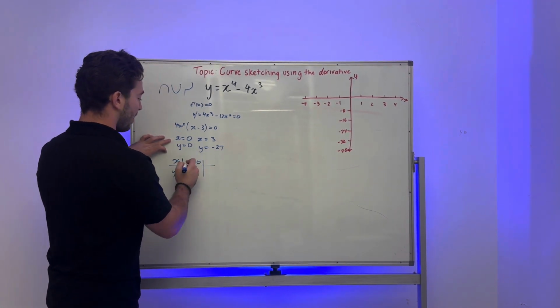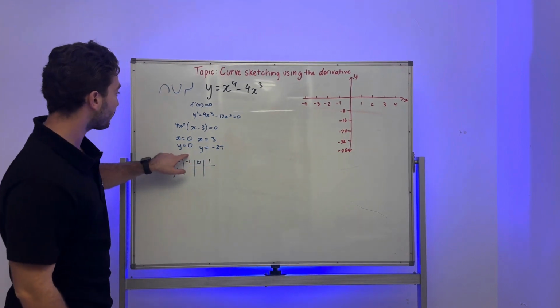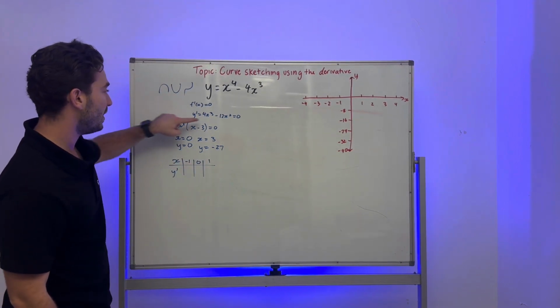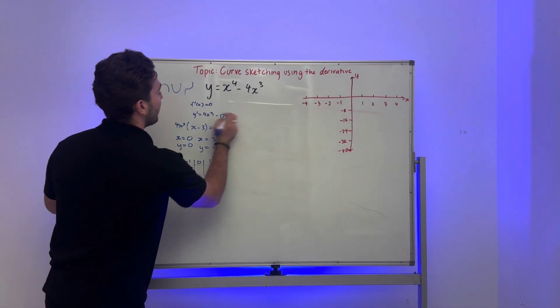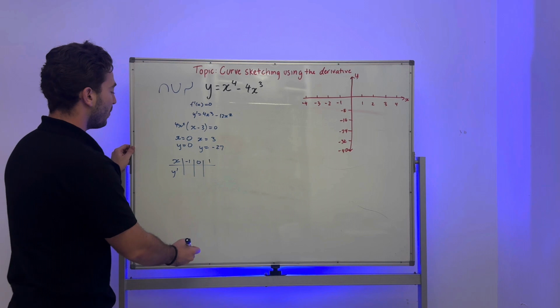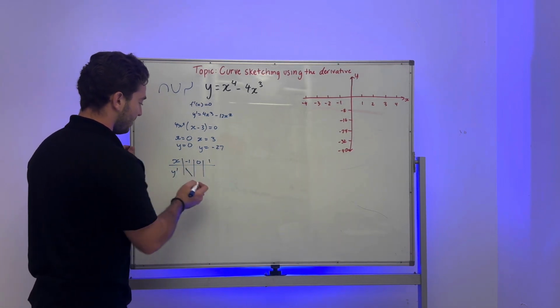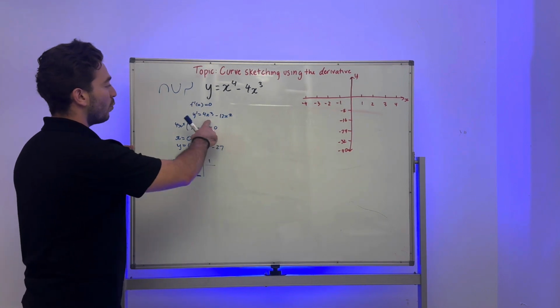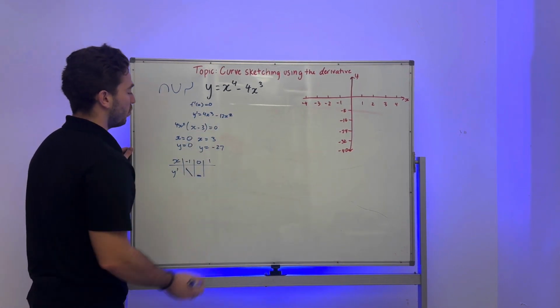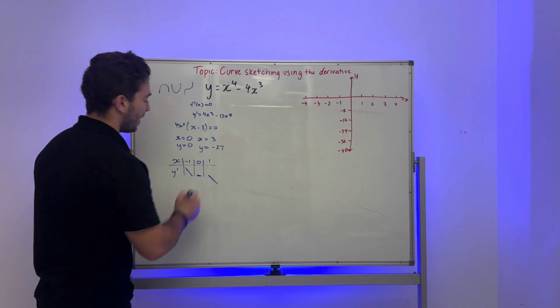the first derivative, I will test the points minus 1 and 1. Subbing in minus 1 into my first derivative here, 4x cubed minus 12x squared, I'm going to get a negative gradient. Subbing in 0, I get 0, and subbing in 1, I get 4 minus 12, I also get a negative gradient again.